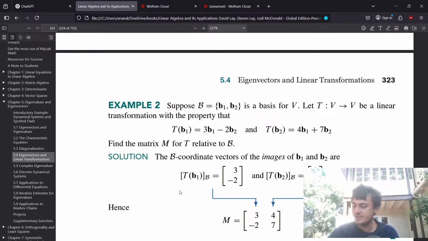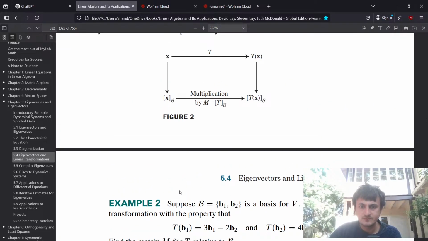And so what T of B does is take a vector in the basis B and returns... wait, because if we have B times x relative to B, we get x. So in this case we have, but in this case you get T of x relative to B.